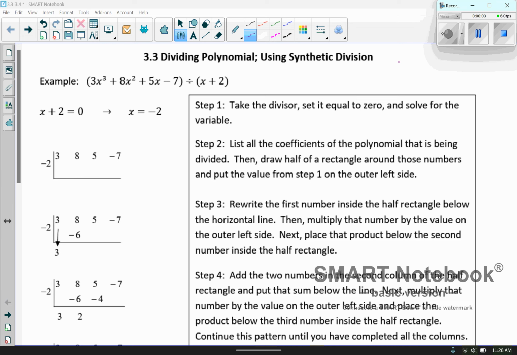All right, 3.3, dividing polynomials using synthetic division. So 3.3 and the next section, 3.4, actually go together, but this first part's going to be more about learning how to do the synthetic division process. And so that's what I have right here. I have a very detailed example of this. And so I'm going to show y'all something real quick.